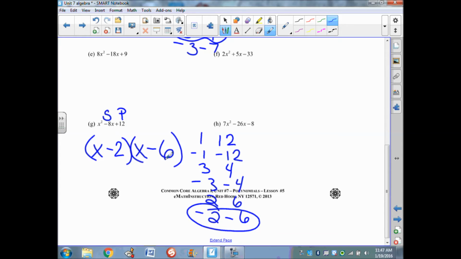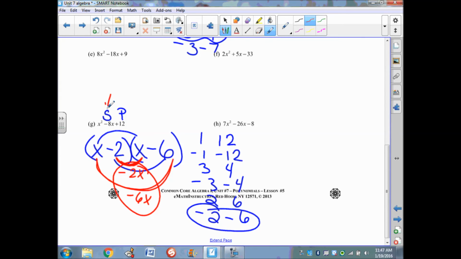Do that quick check. And if you really want to do a super fast check, what do you really need to be concerned with? I know that's x squared. I know that's positive 12. The piece that you need to be most concerned with is this. That right there is negative 2x, and that right there is negative 6x. When I put those two together, do I get my sum? Yes. That's the piece that you could make the mistake on right there.